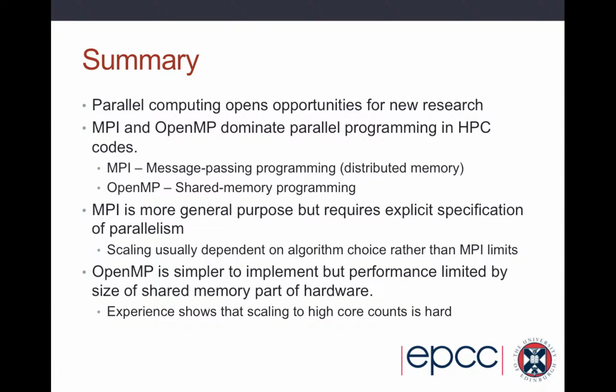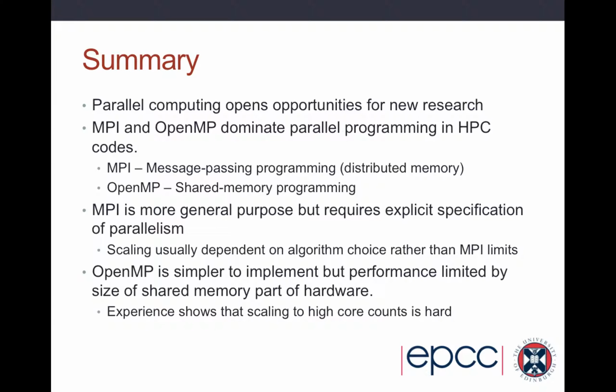So in summary, the idea behind high performance computing is it opens opportunities for new research. Either it speeds up time to solution, so you can do more of these calculations, or it opens up possibilities that weren't available before. You can treat larger systems, you can use better statistics, you can use different algorithms. MPI and OpenMP dominate parallel programming in HPC codes. MPI for message passing programming, distributed memory, and OpenMP for shared memory programming.